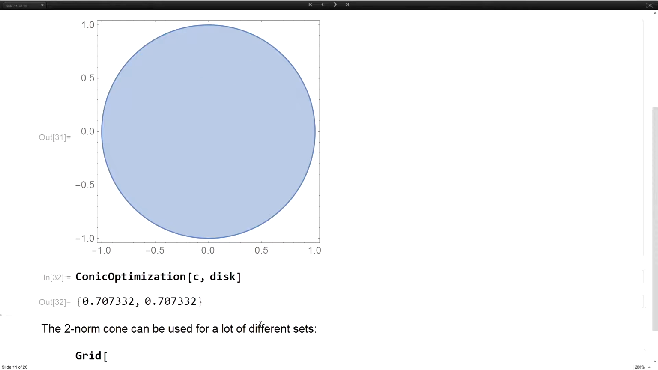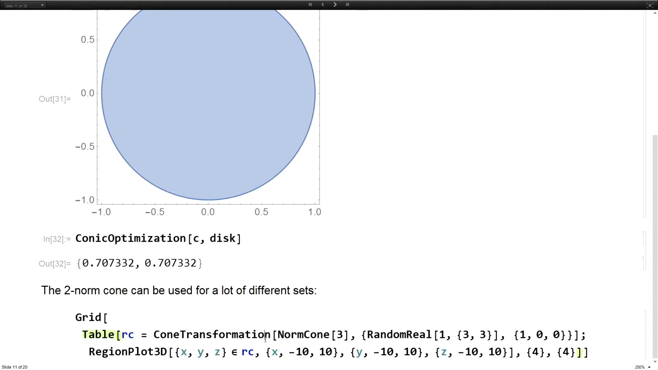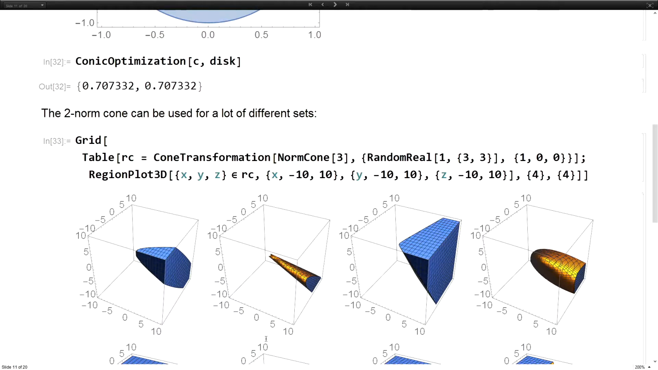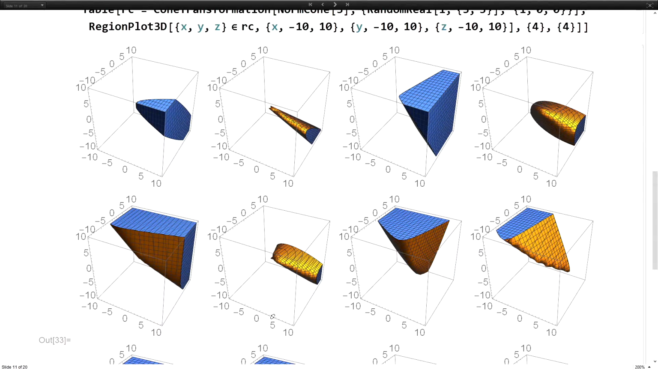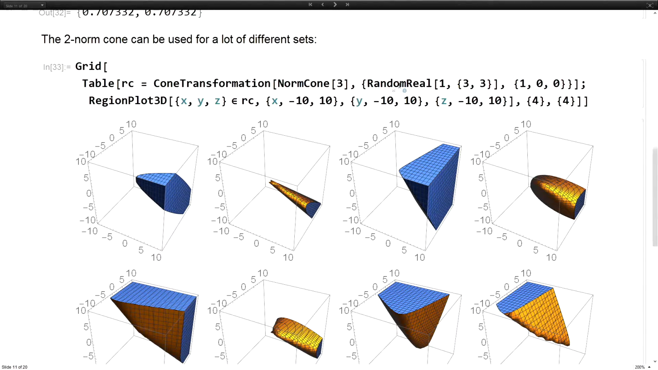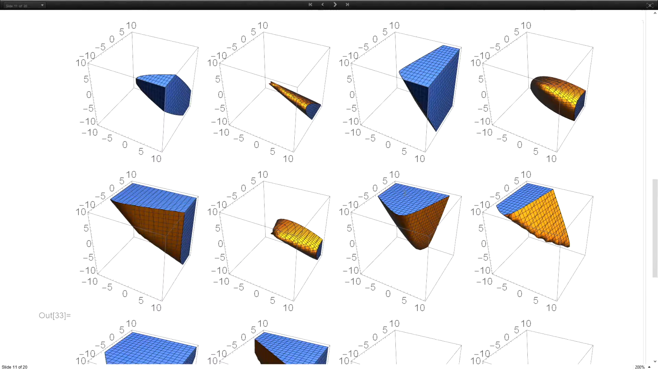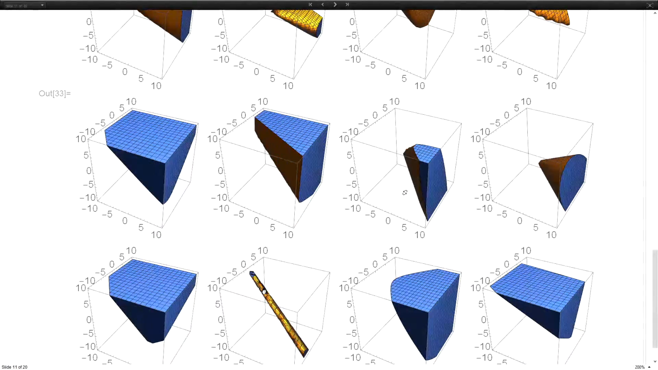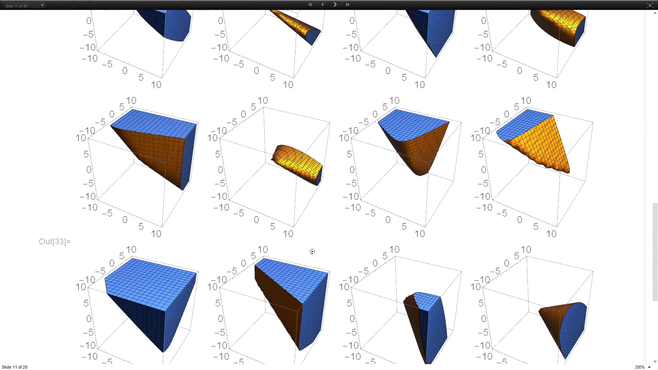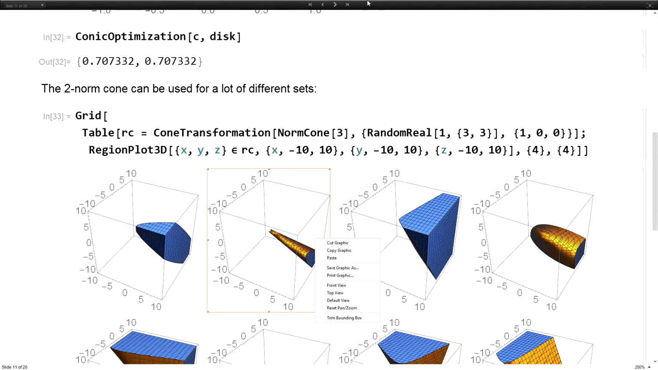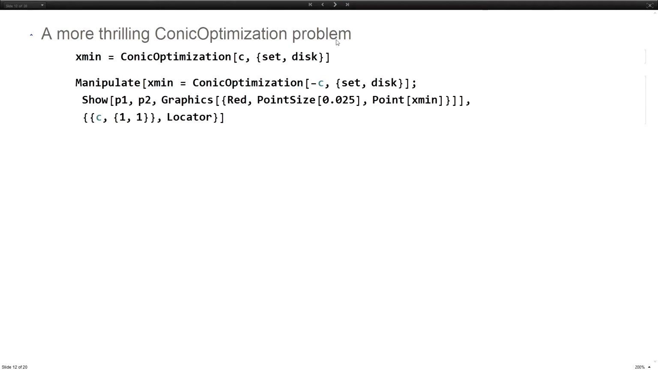Now again, this norm cone, for example, can represent a huge number of sets. I'm just going to show you: this is the same, but I've put in a random matrix instead of the one I chose to represent the disk. I've got all these sets represented, and I get something different every time. So you've got things like tubes and weird parabolas and so on and so forth. There's a lot that can be represented just by the norm cone sets.